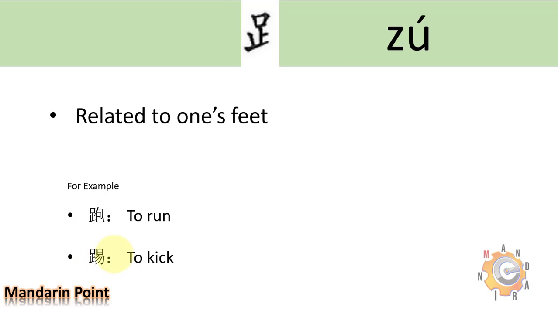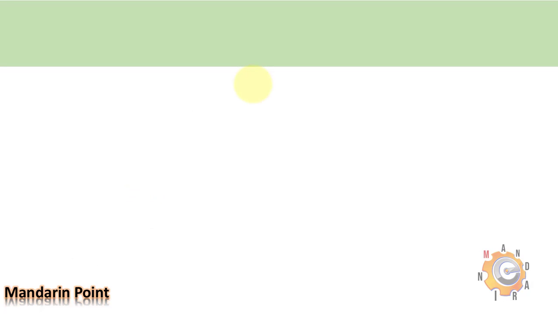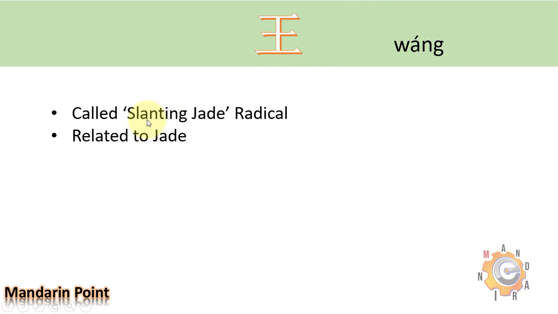Ti, to kick. On the left side, this radical is present to represent the action of someone's feet. Ti, to kick. Okay. The second radical that we will learn today is wang, which is known as the slanting jade radical, and it is related to jade.